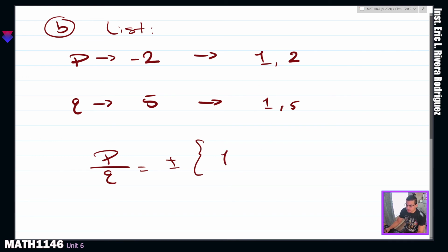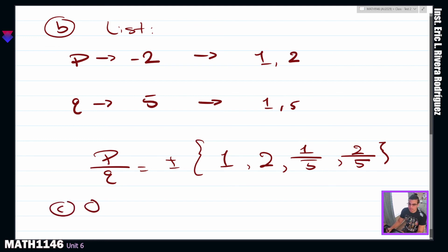So 1 over 1 is 1, 2 over 1 is 2, 1 over 5 is 1/5, and 2 over 5 is 2/5. So in total, we have 8 possible rational zeros because of the plus and minus: 1, 2, 3, 4 times 2, 8. And then we are going to do the graph.